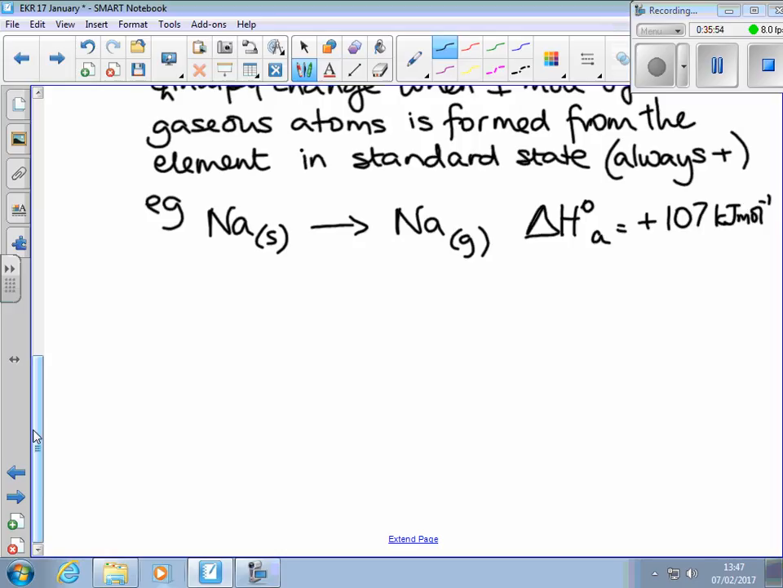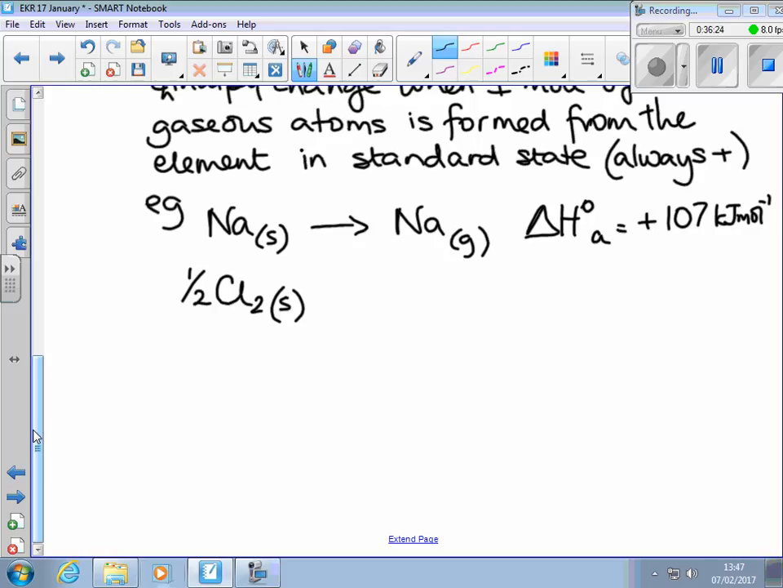Now with the chlorine, in order to get a chlorine atom, we have to say we're starting with half a molecule, but you say to yourself, well, that is an atom anyway. But you also have to think of it on the scale of moles. That is 1 mole of sodium as solid atoms. That's a mole of sodium as gaseous atoms.